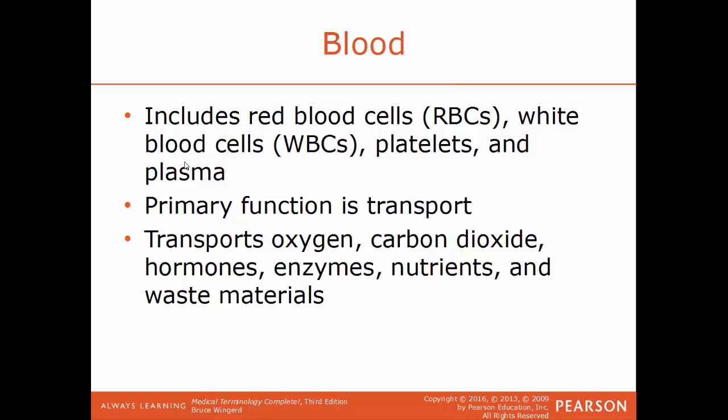And the primary function of blood is to transport materials. It'll transport oxygen to cells, then it will transport carbon dioxide and waste away from cells.